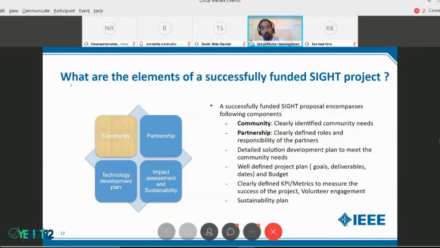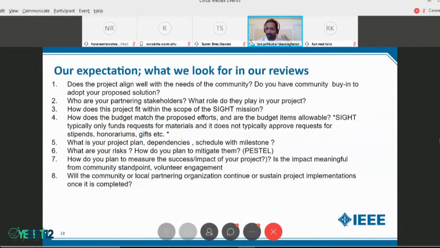What we actually look at when we review such proposals is: does your project clearly align with the needs of the community, and is it truly bottom up or are you inflating it to be bottom up? That's what we look into. Who are the stakeholders? Who are your partners? What role do they play? How does this project fit into the larger scope of IEEE's mission? Does it fit into the larger mission of fostering technological innovation for the benefit of humanity? Does it align with that?